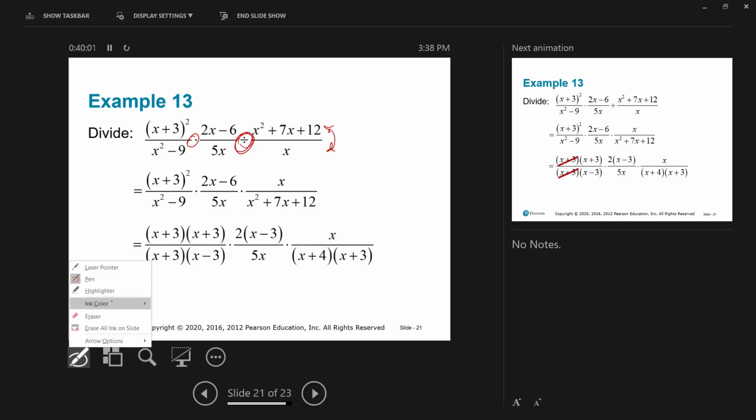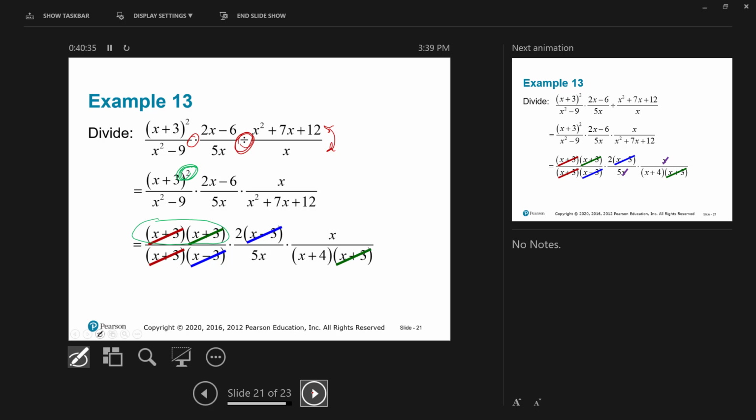Here's something I'd like to point out. This was x plus 3 squared. That squared meant there were 2 of those parentheses. Do you notice they wrote the 2 parentheses out? It's very smart to do that. Very smart to write it out twice, because that way you can see what is going to cancel. See, notice how both x plus 3's canceled out? That's why it's important to write it out twice.